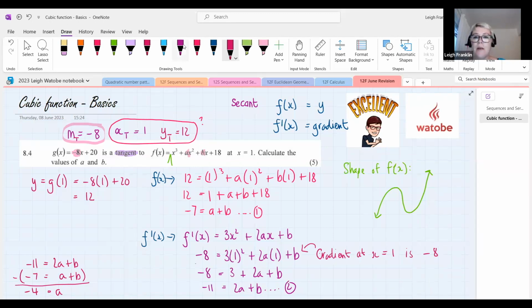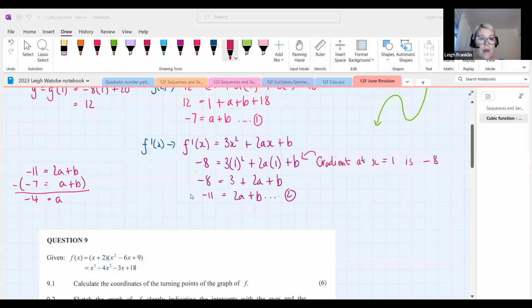Okay, so I'm getting the same as you, Tlantla. I'm getting A is equal to -4. And then if we go back and work out B, we get -7 equals A, which is -4, plus B, so B would be equal to -3. Okay, and Tlantla, I agree with you. Let's just see how everybody else is doing.